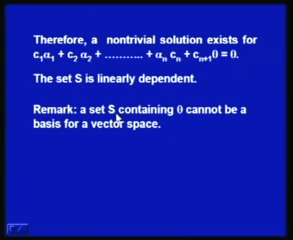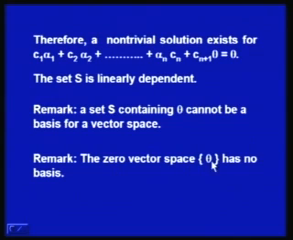Remark: a set S containing theta cannot be a basis for a vector space. So, this is one observation which we can directly derive from the earlier theorem, because by the very definition of basis, the set S has to be linearly independent, only then it can be a basis for a vector space. Now, since S containing theta will be linearly dependent whatever be the vector space, it cannot form a basis for a vector space. So, this is about this remark.